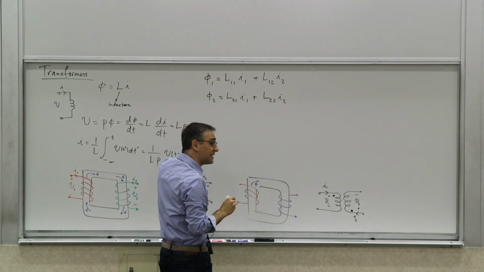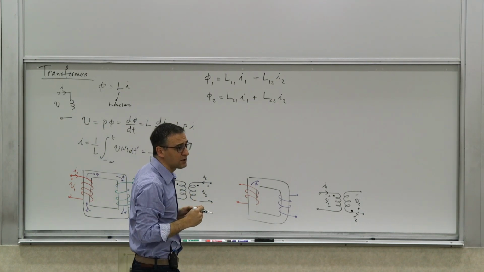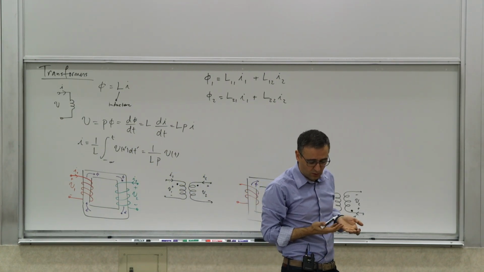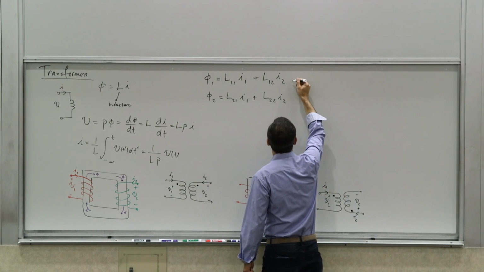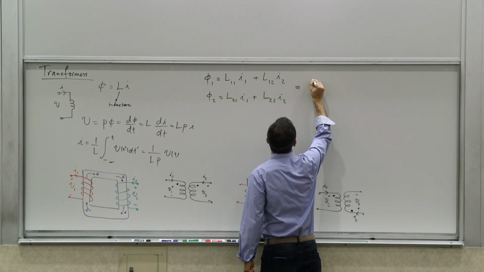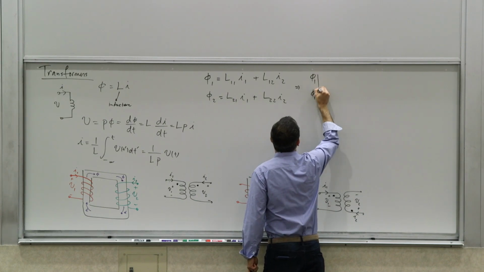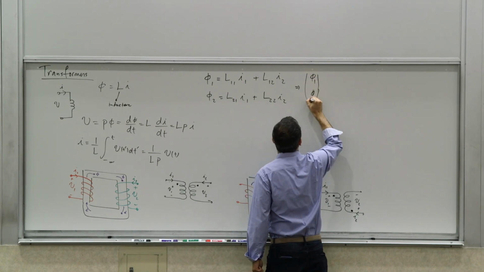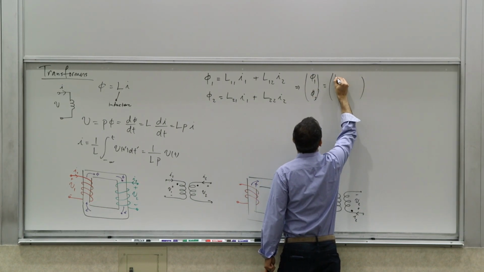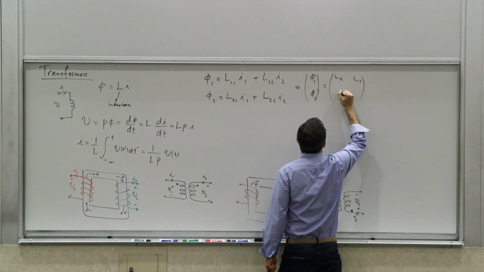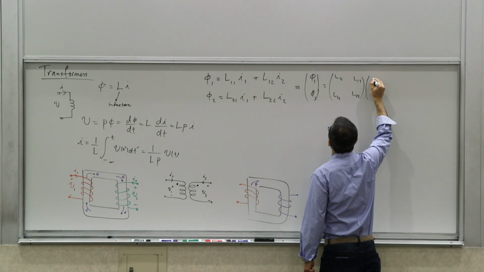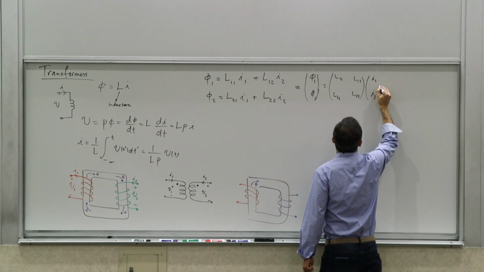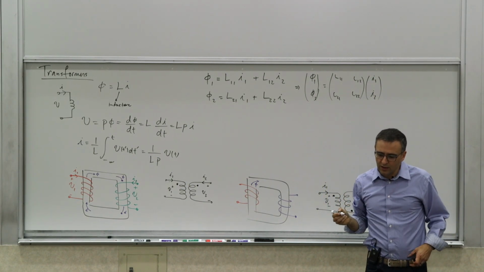So these are the two flux linkages. This is the total flux through inductor 1, which determines its voltage, and the total flux through inductor 2 that also determines its voltage. You can also write it in a more compact form, phi1 and phi2, in matrix form, multiplying I1 and I2.